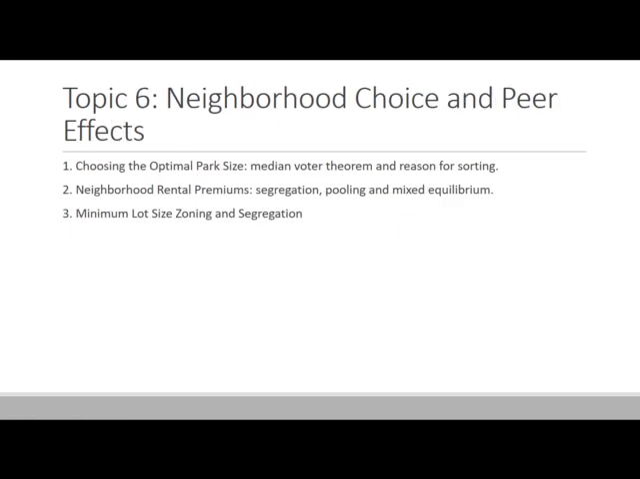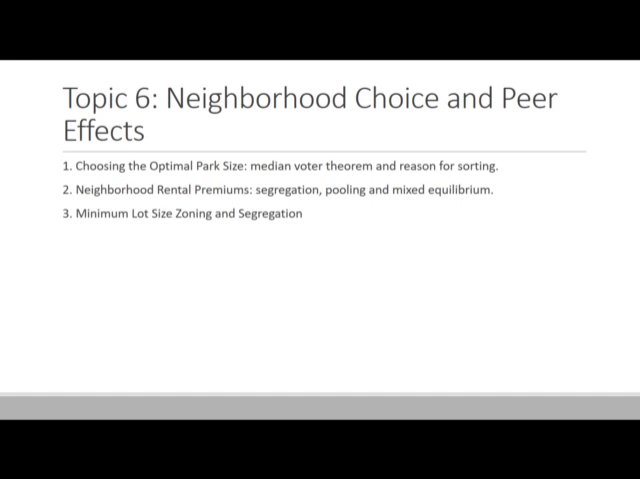And then we have topic 6. Topic 6 is about neighborhood choice and peer effect. So there are basically 3 key knowledge points in this topic. The first one is the median voter theorem.